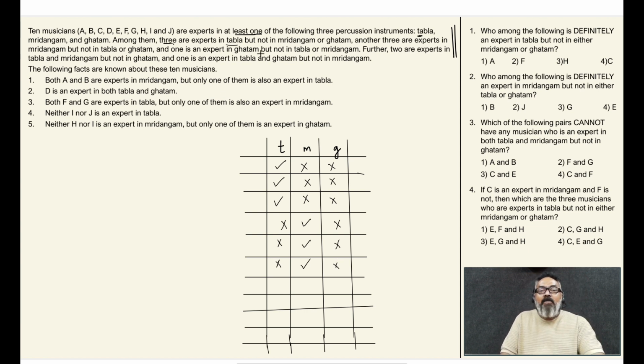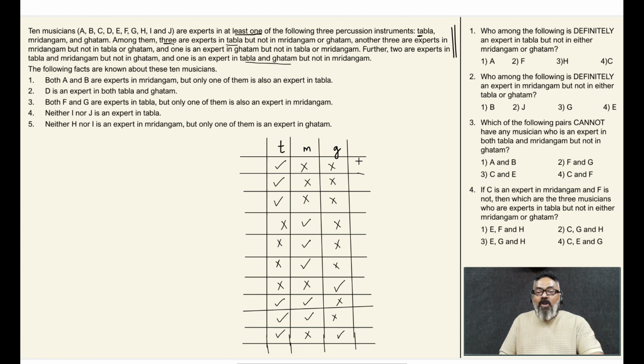One is expert in ghatam but not in tabla and mridangam. Wonderful. Further, 2 are expert in tabla and mridangam but not in ghatam. There are two like this. And only one is expert in tabla and ghatam, T and G, not in mridangam. So we can actually see a lot of ones.